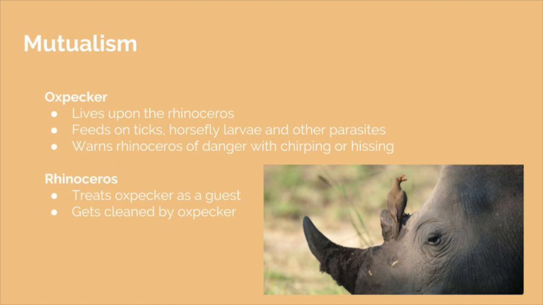Mutualism is when 2 different organisms help each other and work together in order to benefit themselves. For example, the rhinoceros and oxpecker have a mutualistic relationship. The oxpecker lives on the rhinoceros's body and feeds on its ticks, horsefly larvae, and other parasites. In return for the food and housing, the oxpecker warns the rhinoceros of danger with chirping or hissing.